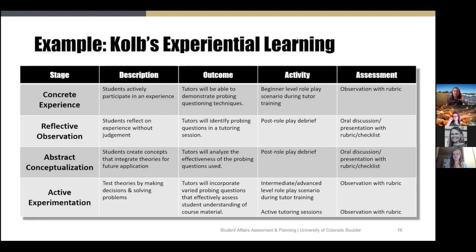And so for this one, I had 2 activities. One, I gave them more advanced or intermediate level role plays for them to practice in the tutor training. Again, standing by with my observation, my checklist. And then we went through that whole cycle over again. We did the reflective observation, the abstract conceptualization, because they're continually refining. They're learning at every one of those stages. And then my second activity for this was observing them in their active tutoring sessions. It's great if they can do it during training, but my challenge before was that they weren't applying it. They weren't using that in their tutoring sessions. And so I wanted to make sure they could do it there.